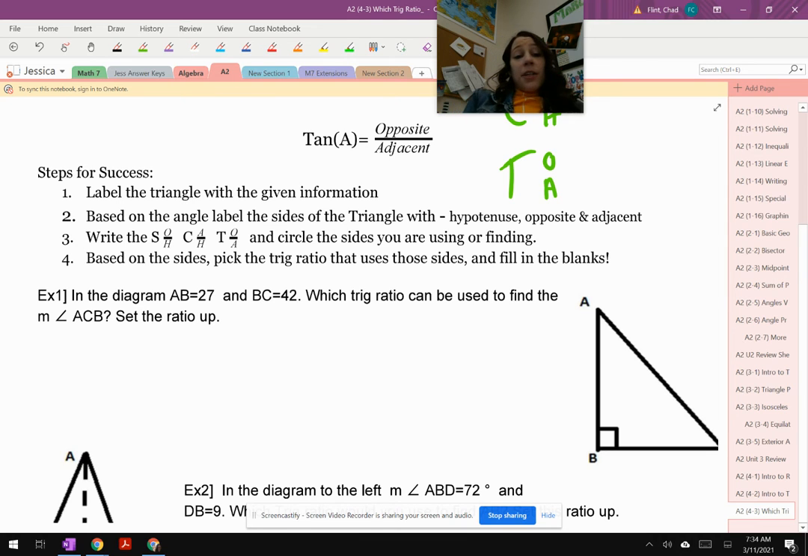Then you're going to write that acronym, that's Sohcahtoa, and circle the sides of the triangle that you have or that you're looking for. There's going to be pieces of information that you have and pieces that are missing. Whichever ones line up with your trig ratios, that's the trig ratio you're going to use, and all you got to do is fill those numbers into the fraction pieces. So we'll take a look at that in the next video at our first example.